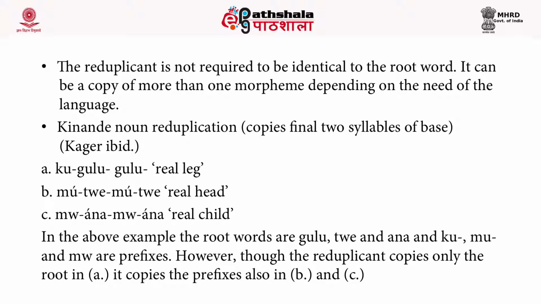Now, for example, we can look at Kinande noun reduplication. It's like ku gulu gulu, mutwe mutwe and muana muana. In the above examples, the root words we can see in A is gulu, in B it's twe, and in C it's ana. But in A, you can see that in ku gulu gulu only the stem is getting reduplicated, whereas in B and C we can see both mutwe and muana are getting copied. That is, the prefix is also getting copied. Not only the root word but also the prefix and other morphemes that are present are getting copied.